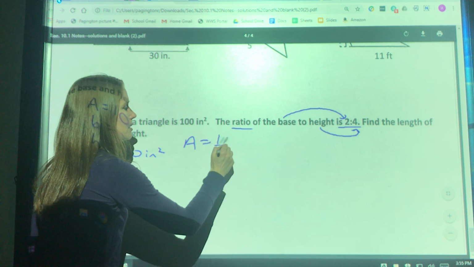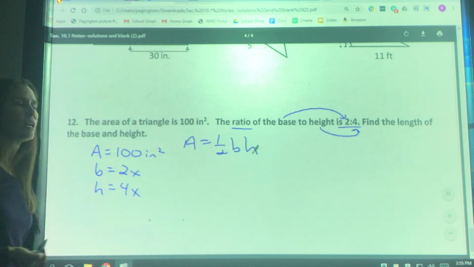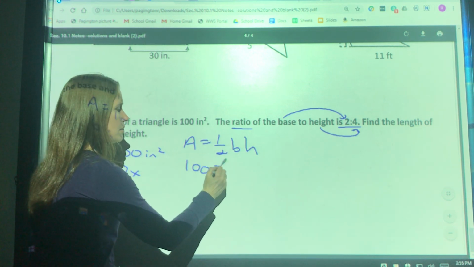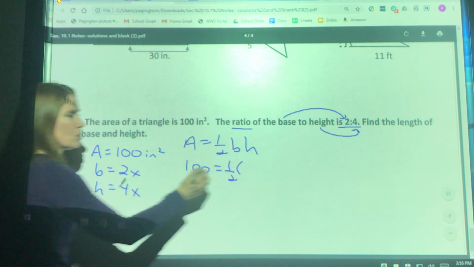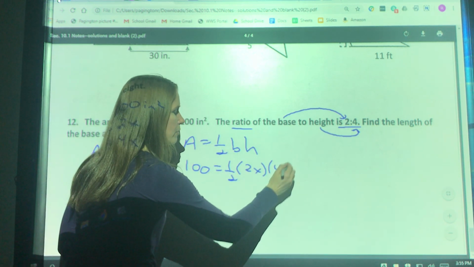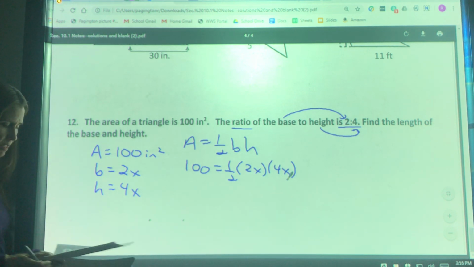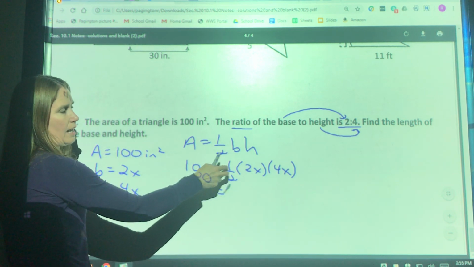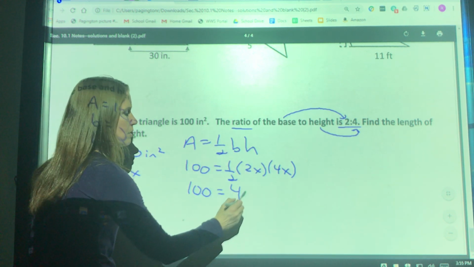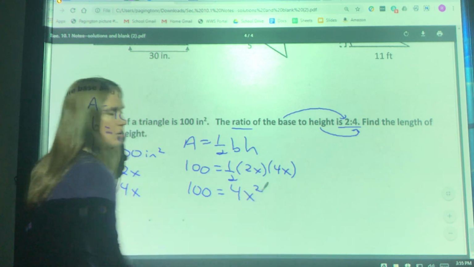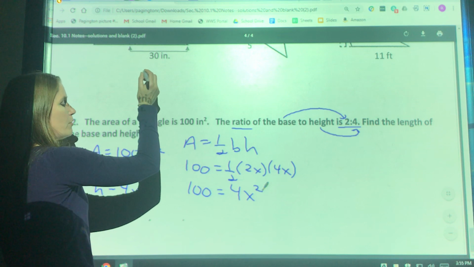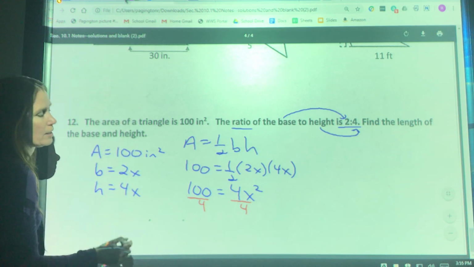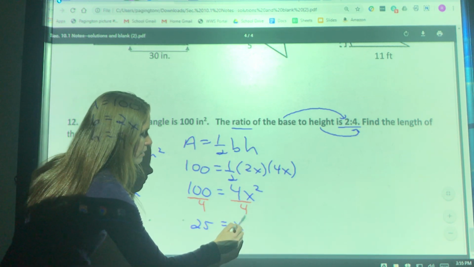And if I use my formula for area of a triangle, I can plug in what I know and solve for what I don't know. So my area is 100, they gave me that. My base, I'm going to plug in 2x, and my height, I'm going to plug in 4x. So if I simplify that a little, I've got 100 is equal to, 1/2 times 2 times 4, I'm left with 4. x times x, don't forget, gives you x squared. And from there, you can divide by 4 on each side. You want to make sure the x squared is by itself before you do anything else with that. So I get 25 is equal to x squared.